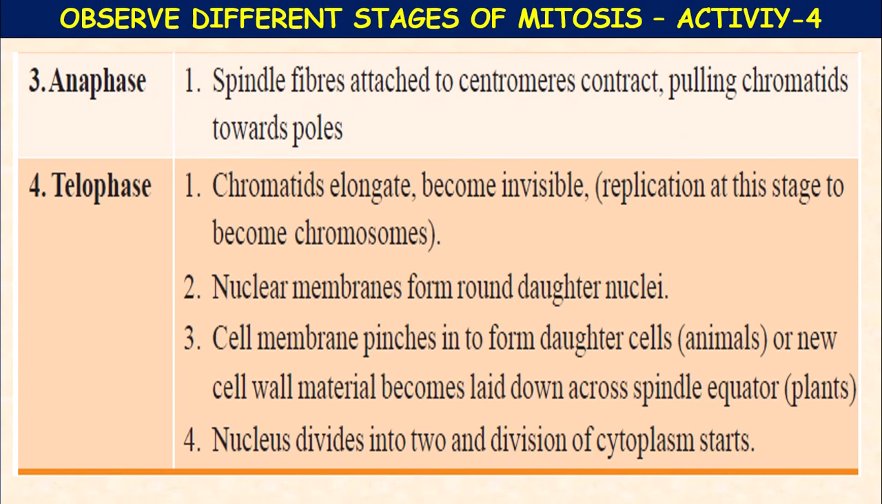Okay, anaphase. In anaphase, the sister chromatids of each chromosome start moving to the opposite poles. This takes place due to the division of the centromere with the attached chromatids, splitting the chromosomes, which move towards the poles. In anaphase, the splitting of chromosomes takes place.